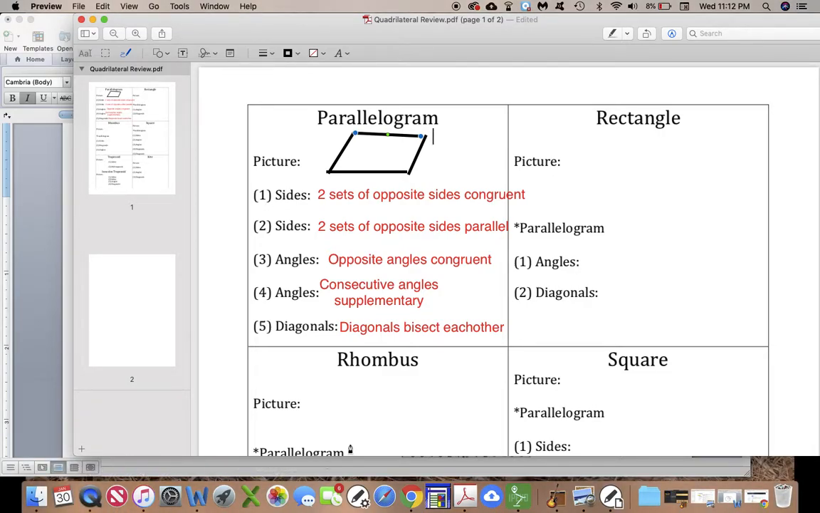On Google Classroom, I went ahead and put on there which problems you need to do from the handout. So make sure you're paying attention to that. Otherwise, you'll end up doing all of them when you don't have to. So there you go.